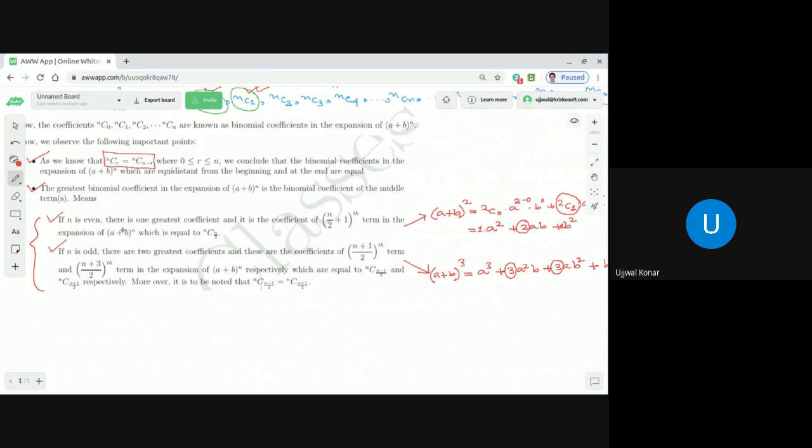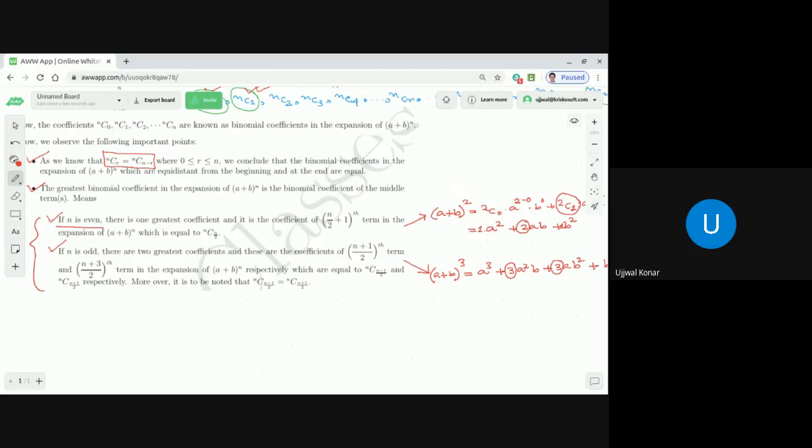I repeat, if n is even, there is one greatest coefficient, and that is the coefficient of the (n by 2 plus 1)th term in the expansion of (a plus b) power n, which is equal to nC(n by 2). If n is odd, there are two greatest coefficients, and these are the coefficients of the (n plus 1 by 2)th term and the (n plus 3 by 2)th term in the expansion of (a plus b) power n respectively, which are equal to nC(n minus 1 by 2) and nC(n plus 1 by 2) respectively.